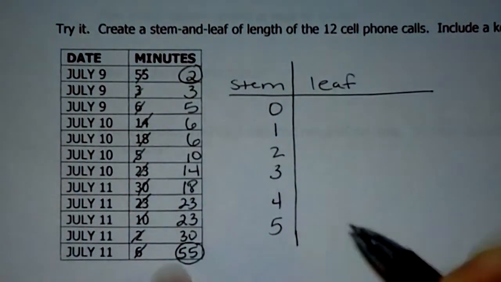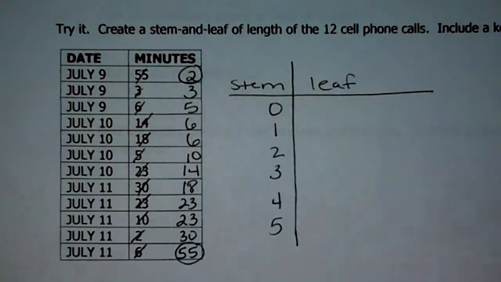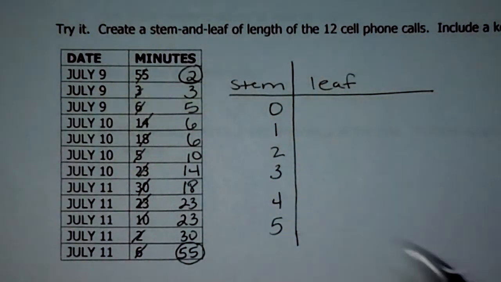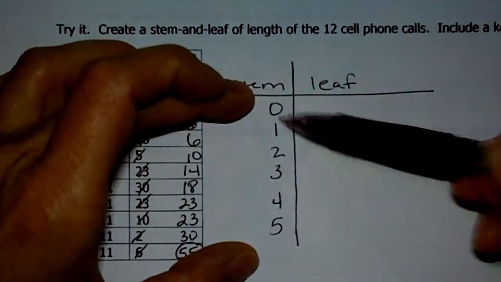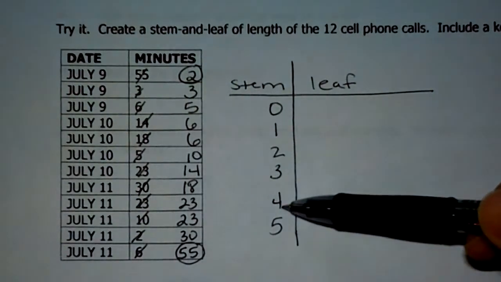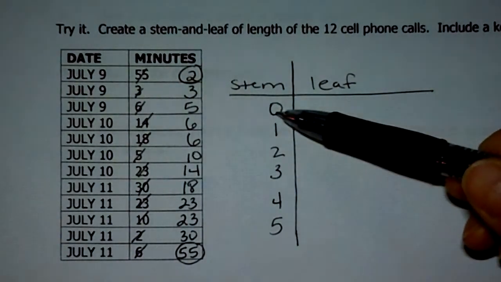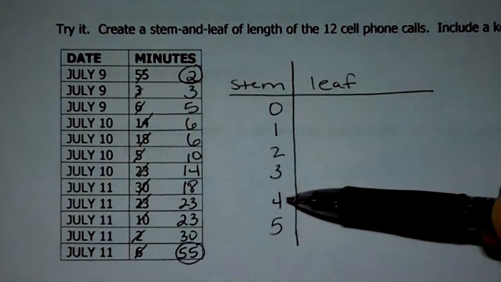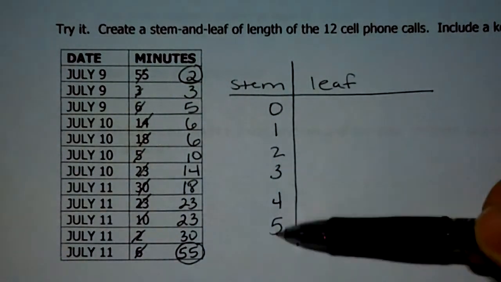I don't need to go 6, 7, 8, 9, 10 because there aren't any values that start with values beyond 5. So you can stop there. So in your stem, you just want the lowest to the highest. Hopefully that makes sense. And I am going to include the 4 because when I count, I wouldn't say 0, 1, 2, 3, 5. Even though there aren't any values that start with 4, it still needs to be included. All the values from least to greatest here.